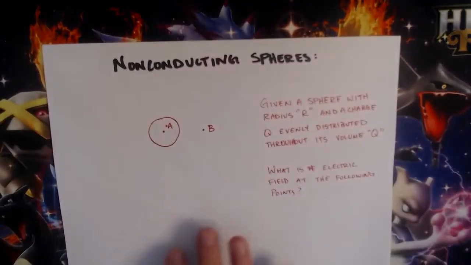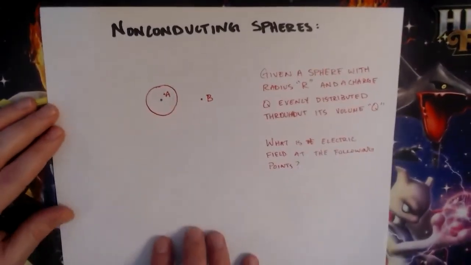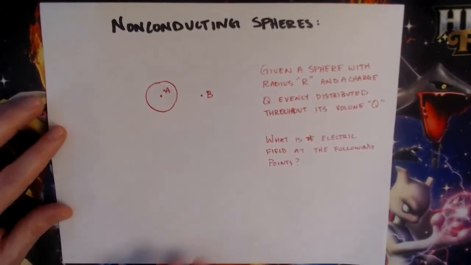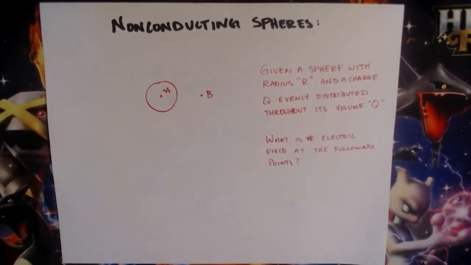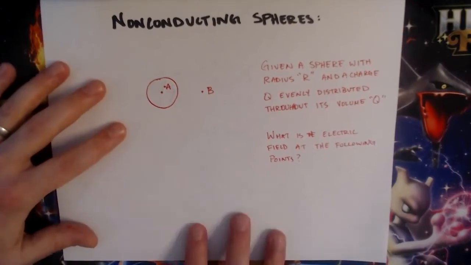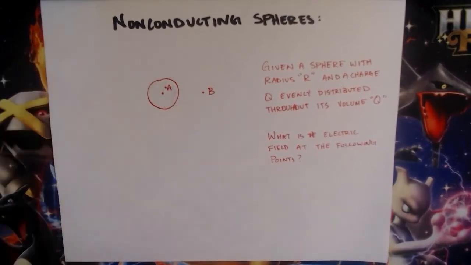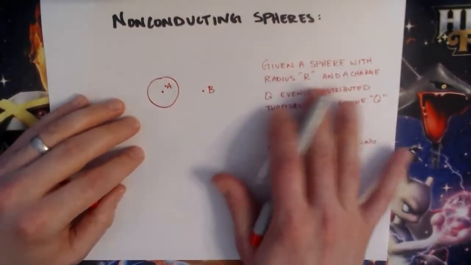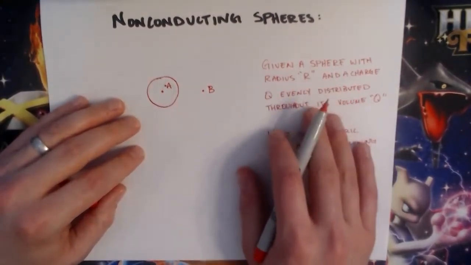For non-conducting spheres, we'll also draw the graph. I apologize for not doing that already. I forgot. I meant to do it, but for non-conducting spheres, we need to think about a few things. And what I want to do first is identify something. I need to define a term, with what we have here.